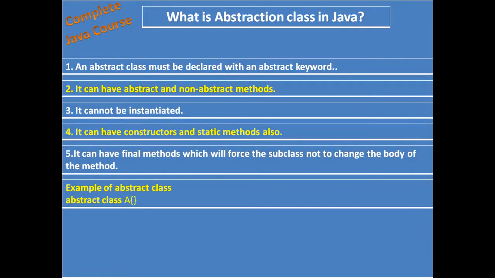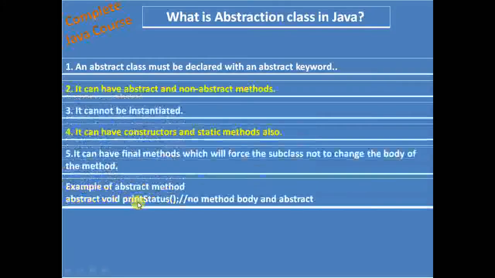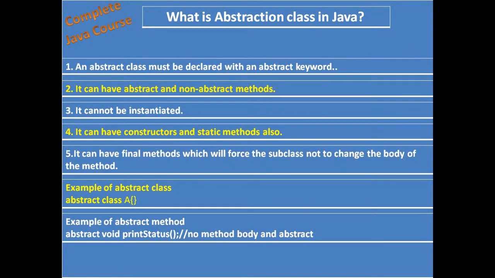Example of abstract class. This is the syntax for the abstract class: abstract, then class, and then the class name. Example of abstract method: abstract, void, and the method name. No method body. The abstract method is declared with the keyword abstract and there is no body. After the name of the method, add parentheses and just use the semicolon.